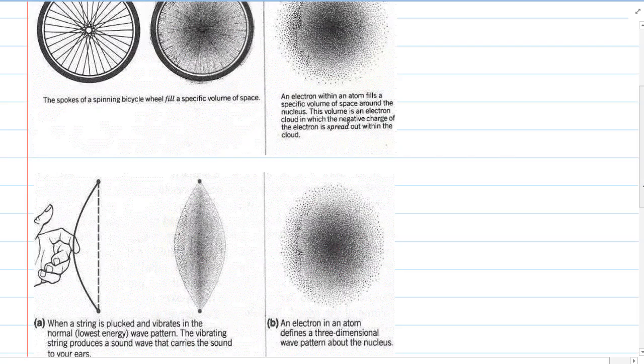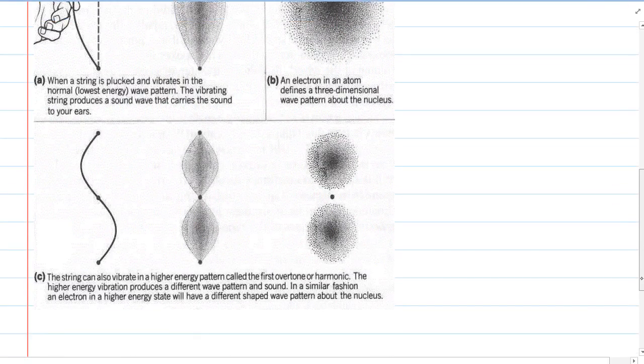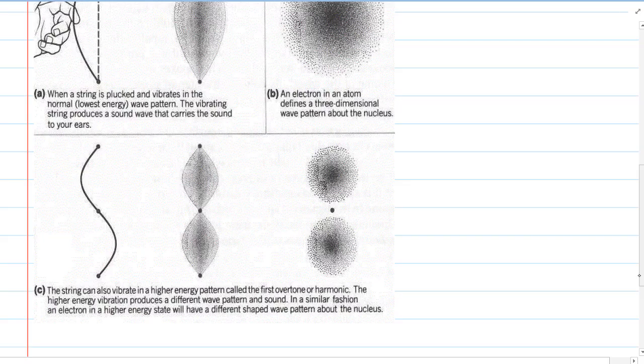But sometimes when we pluck on that string, we might wind up observing something like this. That is, when we pluck on it, it might wind up filling up two different volumes. And we have what's called a small node right here.